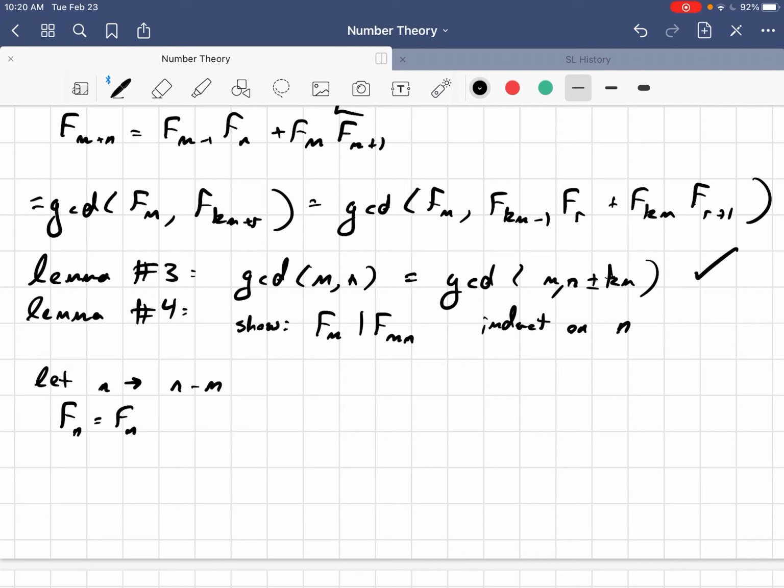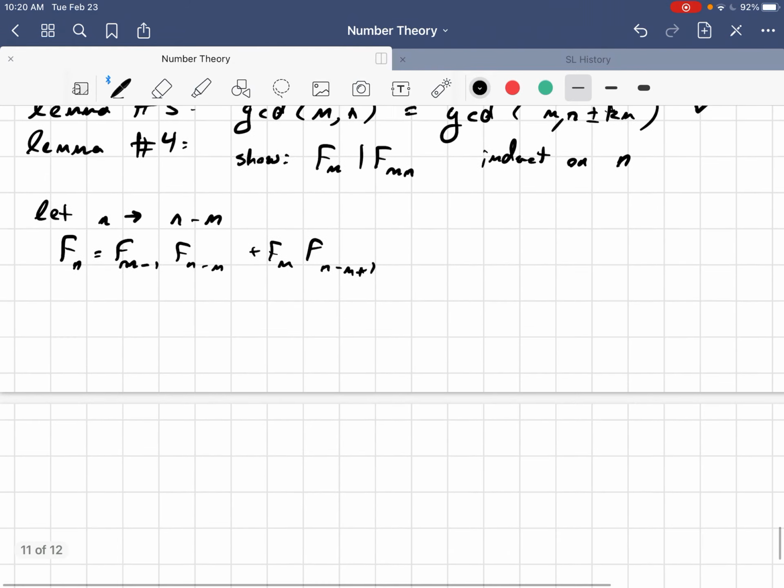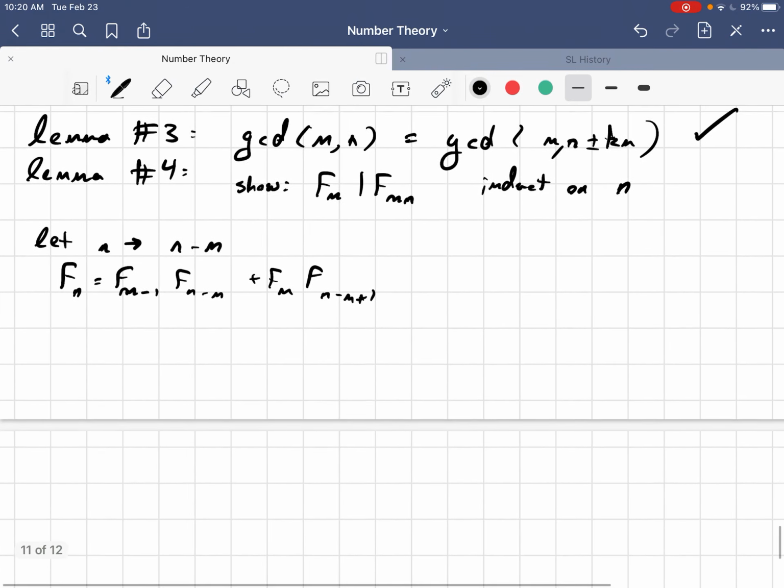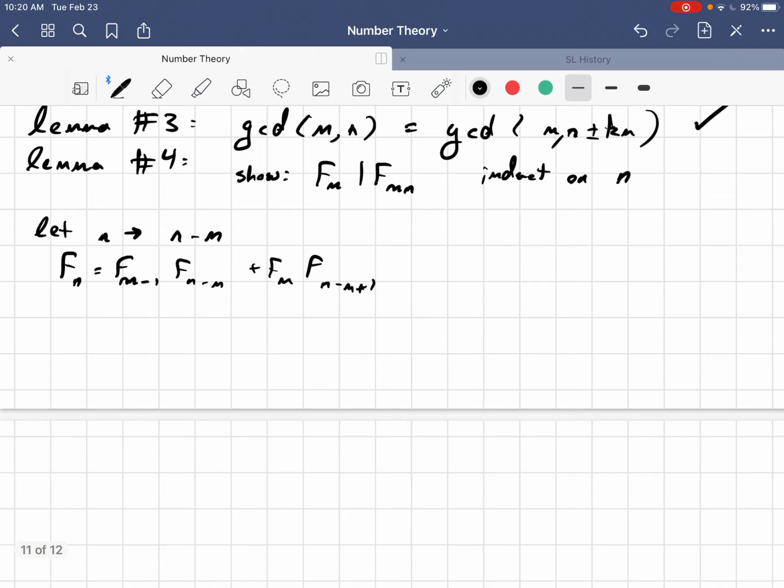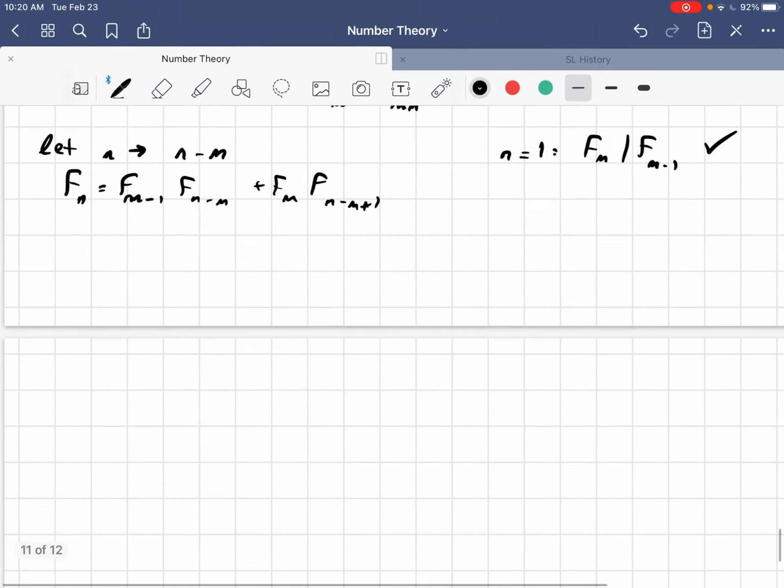So f sub n is equal to f sub m minus 1, f sub n minus m, plus f sub m, f sub n plus 1, so n minus m plus 1. So I've replaced every n with an n minus m. Okay, now what I'm going to do is show the base case. N equals 1 is obvious in my opinion. N equals 1. Obviously, f sub m divides f sub m times 1, and so that's true.